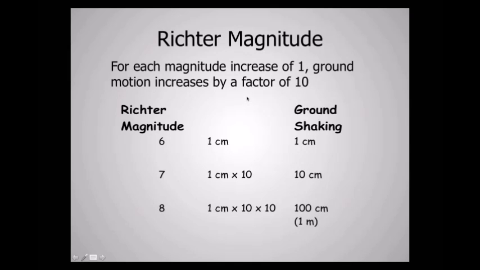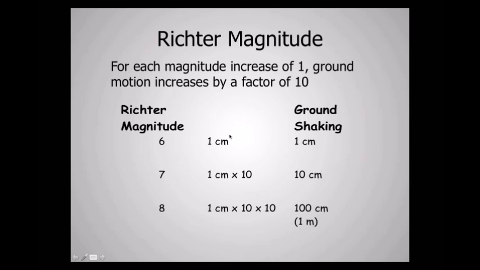So since it's a logarithmic scale, what that means is that for every single number increase in magnitude, for example in Richter magnitude, the amount of motion experienced on the ground increases by a factor of 10.